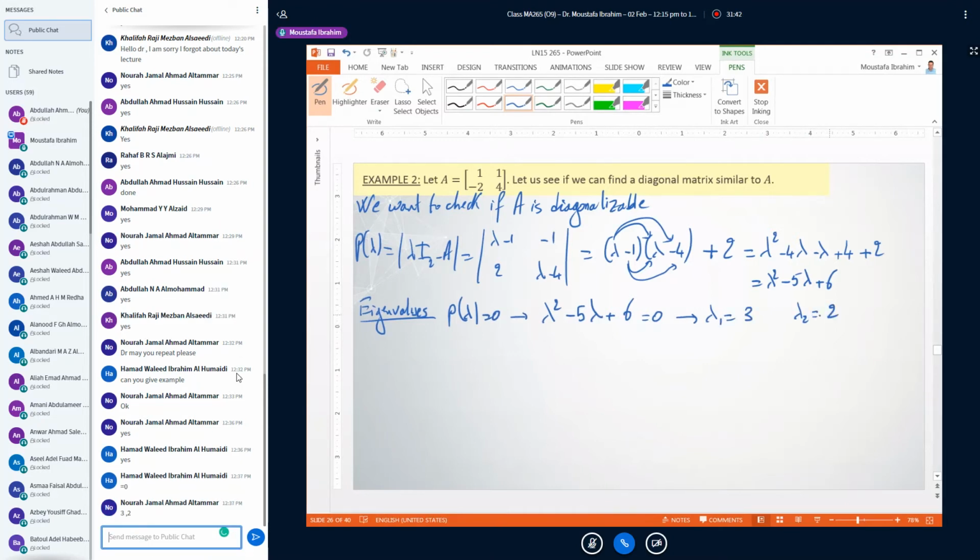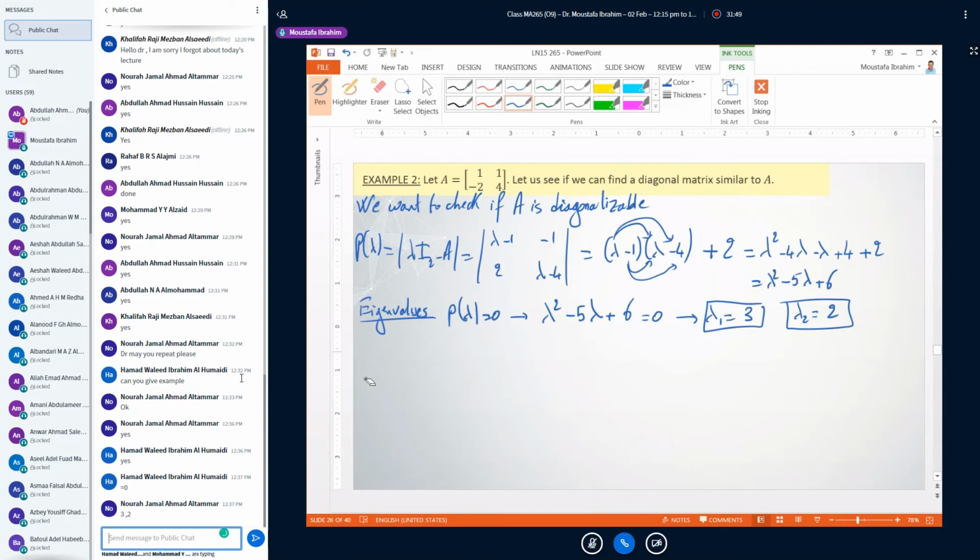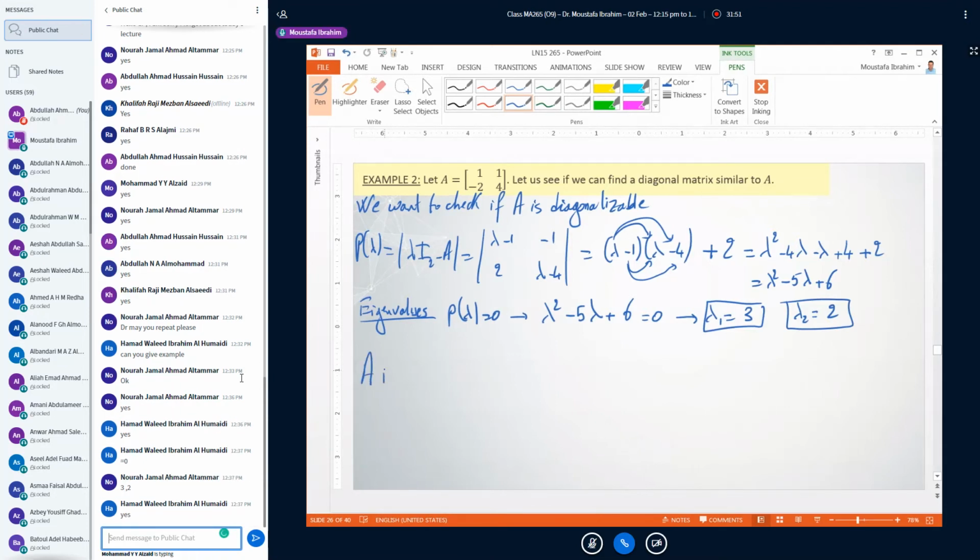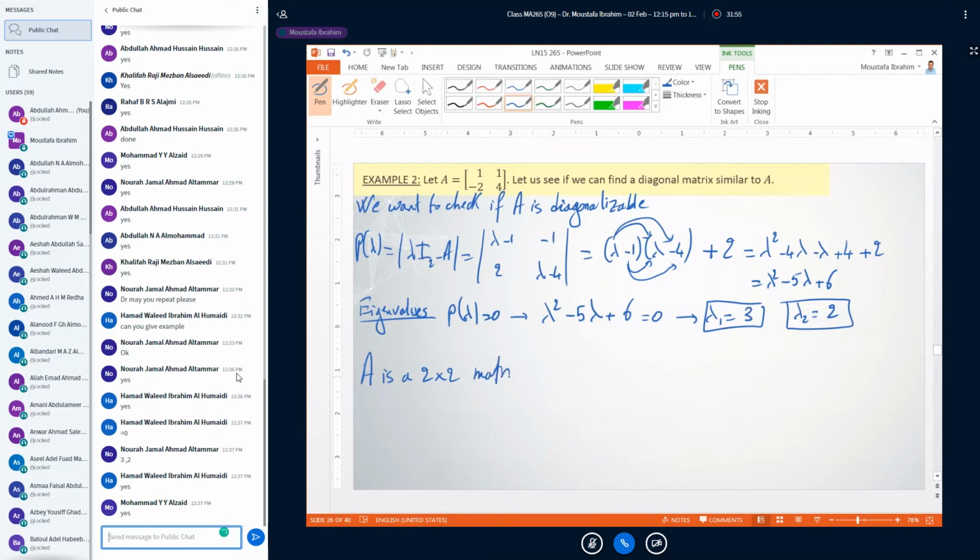Three, and do we have distinct eigenvalues? So, first of all, A is a 2 by 2 matrix, and we have two distinct eigenvalues, different from each other. Distinct eigenvalues. So, immediately, you see, Nora?